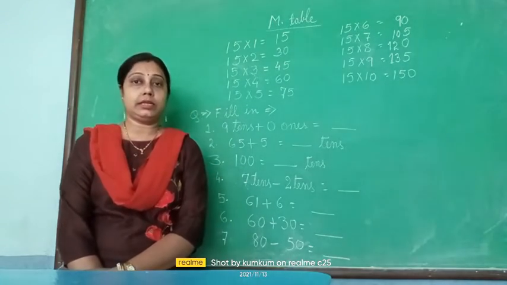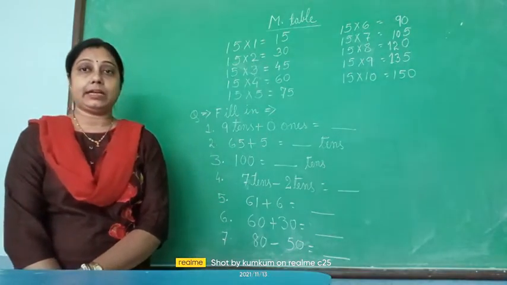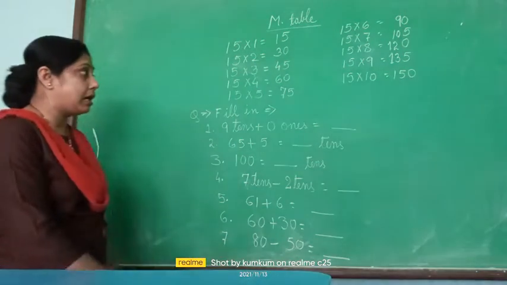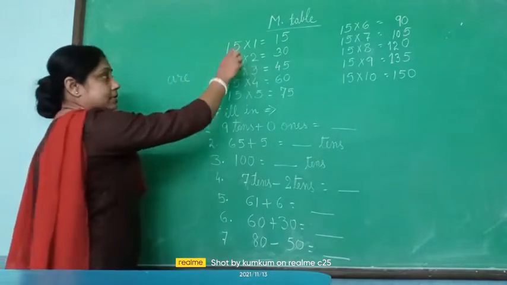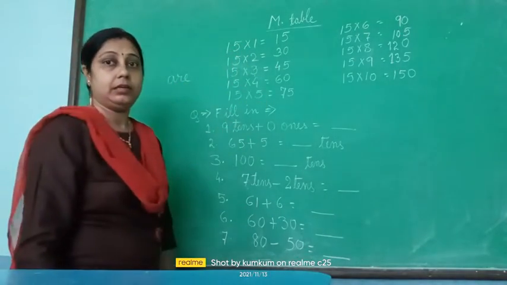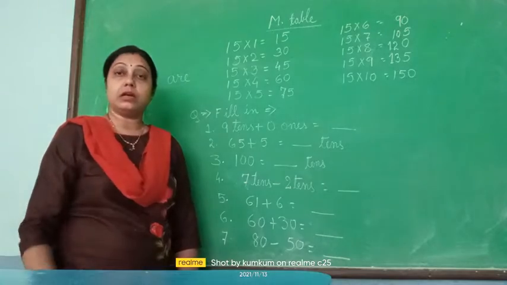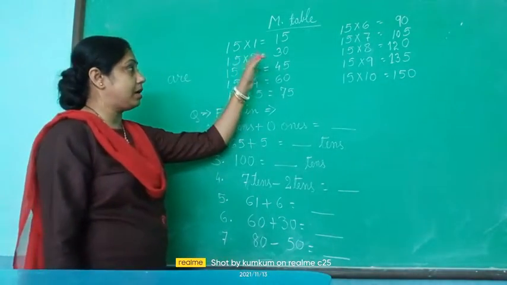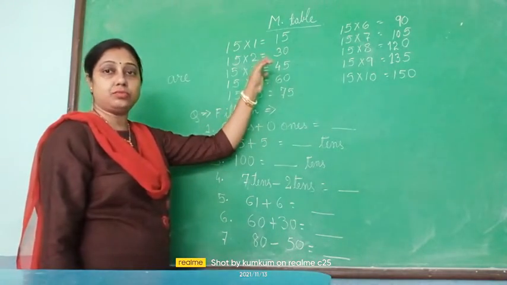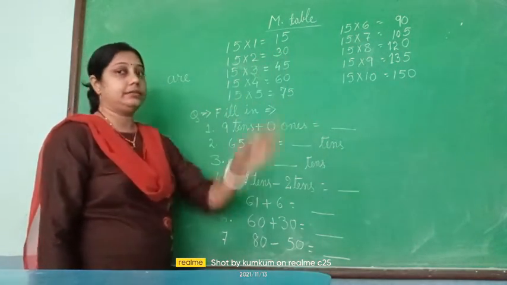Again I am telling, when I say serially, the R becomes ZA. The pronunciation sounds like ZA, but the actual pronunciation is R. That means 15 ones are 15. 15 twos, when we are using apostrophe S, so 15 twos, I am adding here apostrophe S, so twos are 30, like this.